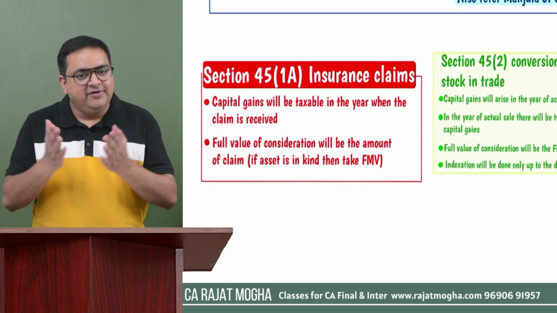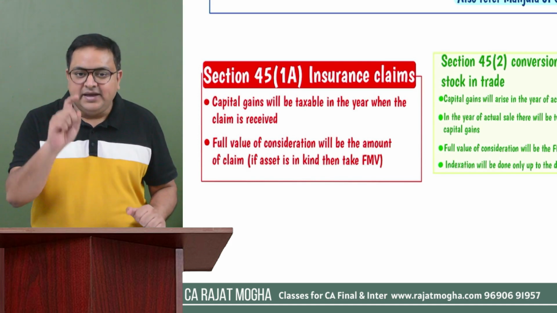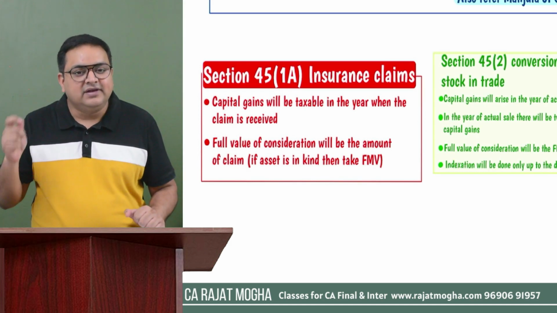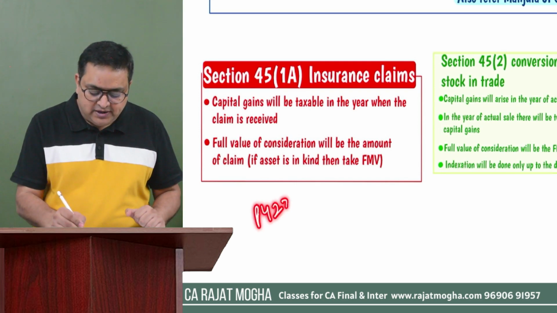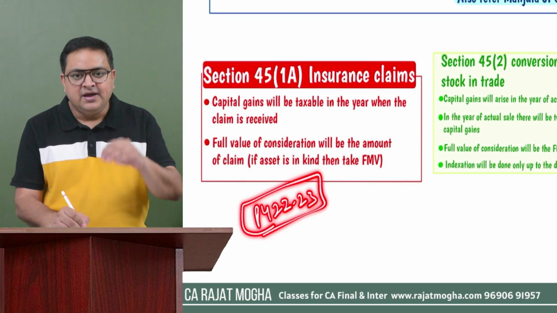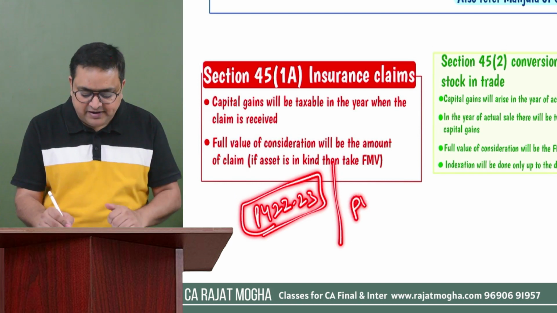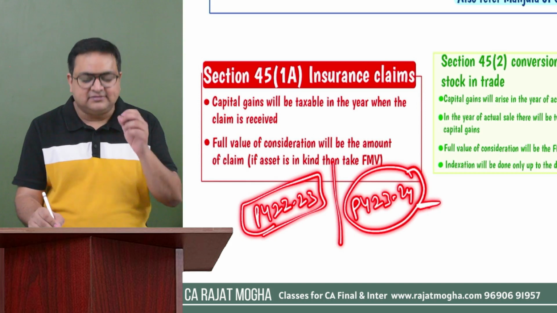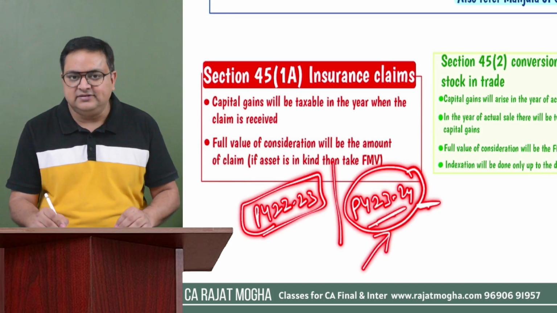Generally, we understand that whenever a transfer happens, we'll charge the capital gain tax also. But here, there's a special case. Whenever we receive the insurance claim from the insurance company, let's say the asset was destroyed in previous year 22-23. So this is the year of transfer. But if the insurance claim is received, let's say next year, previous year 23-24, we will charge capital gain tax in this year. So taxability will arise in this year.